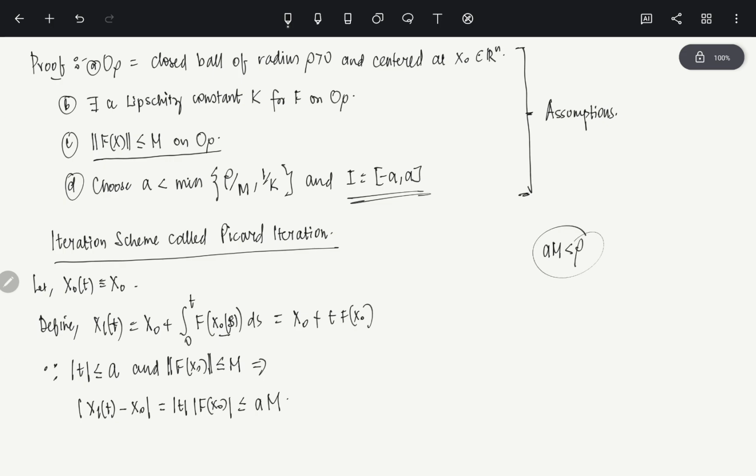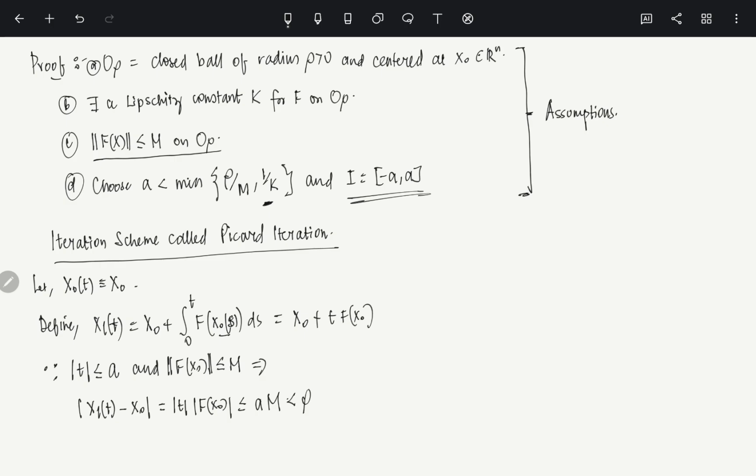See, I chose rho in such a way that A is less than the minimum of rho and m. So A is always less than rho by m, so AM is always less than rho. That is what we are using here. As I told you, this condition is a technical condition. So this is less than rho.